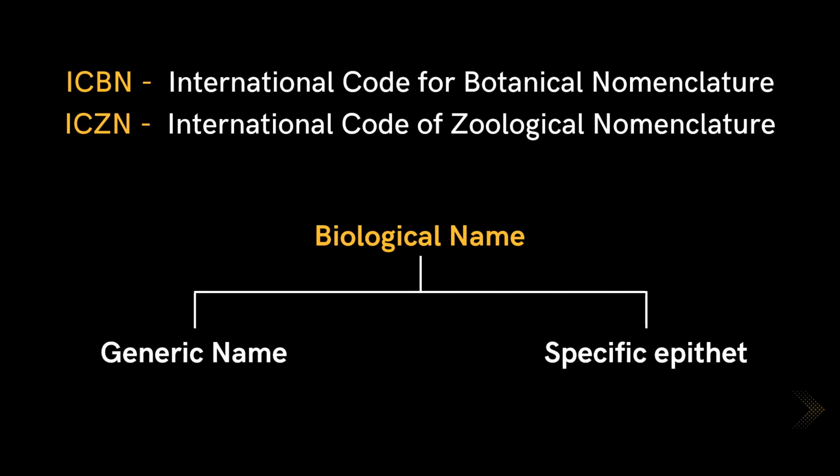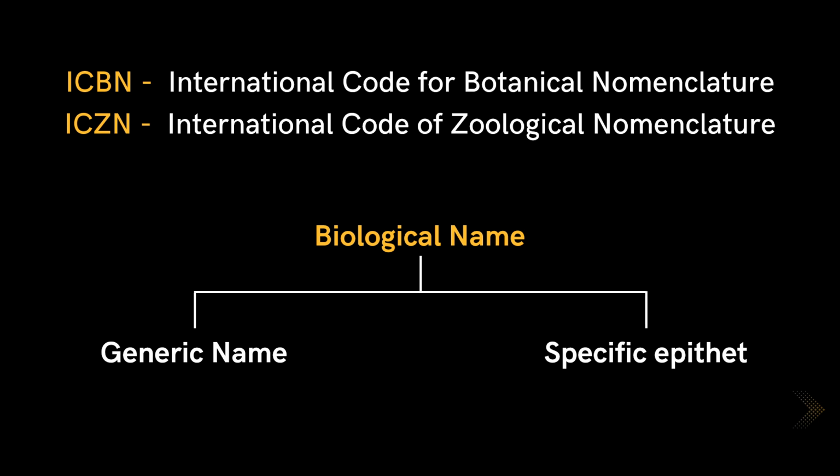Moving forward, the International Code for Botanical Nomenclature (ICBN) is responsible for naming plants, and the International Code for Zoological Nomenclature is responsible for naming animals. Okay, this is based on principles and criteria which are set by these two, the International Code for Botanical Nomenclature and the International Code for Zoological Nomenclature. And one name is given to one organism only.